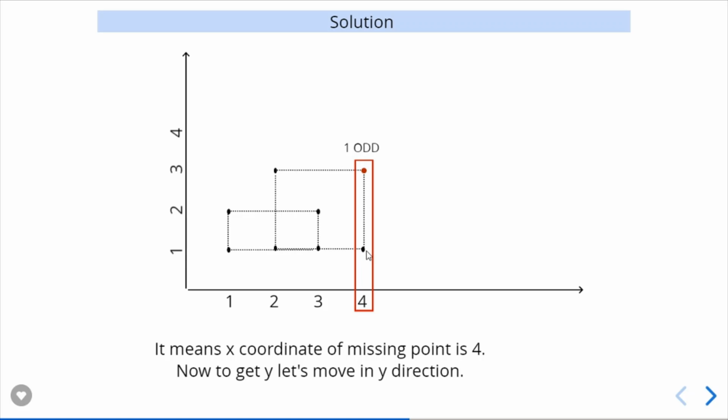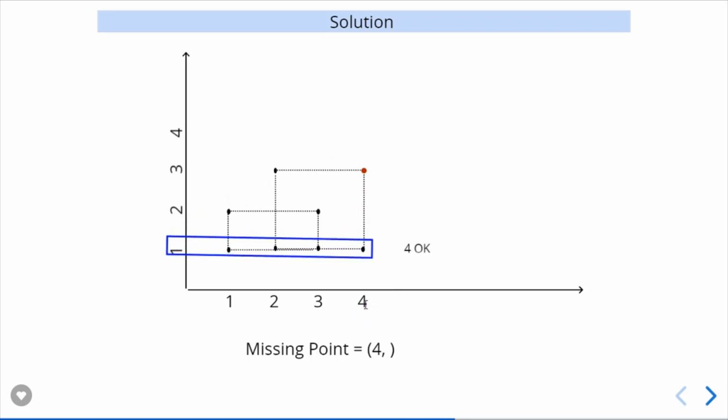That means the missing point is at x equals 4. So we got the x coordinate of the missing point. Now the same thing will move towards the y direction, right? So for y equals 1, what we got is 4 points. That is divisible by 2, so we'll have a pair of every point.